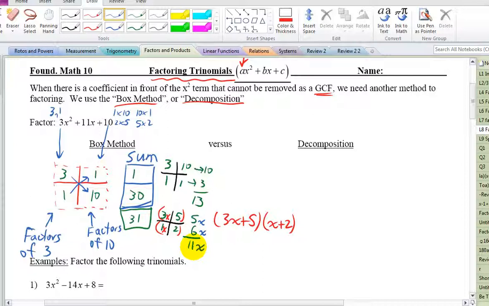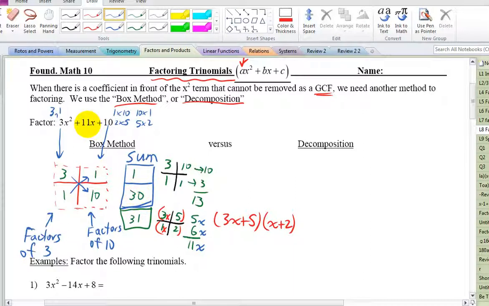How you guys doing with this? So, okay. The idea is to really know what goes in the first set of boxes, the first factors, and what goes in the second set of boxes, the last factors. And you cross multiply to check our sums to see if we're going to get 11x.